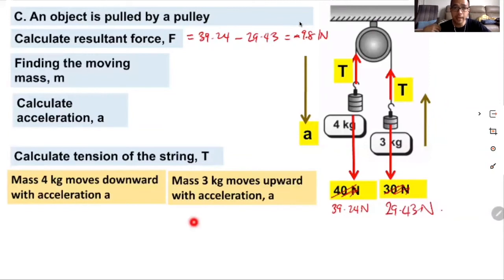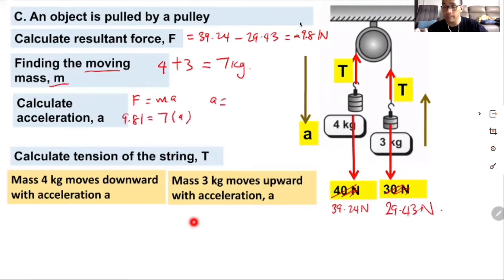Then after that, the moving mass is 4 plus 3, because the entire thing moves together. So we treat both masses as one, which will be 7 kg. We can use F equals ma to find the acceleration, which is 9.81 equals 7 times a, and you'll get a equals about 1.40 meters per second squared. We need to find the acceleration first, since the acceleration is the same for both.